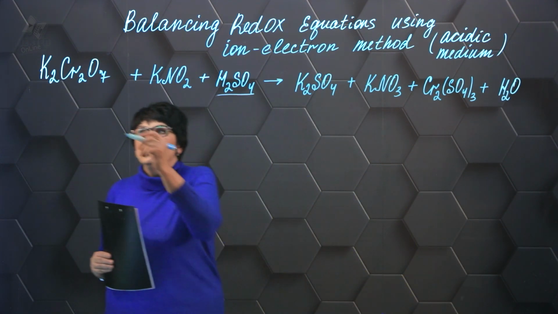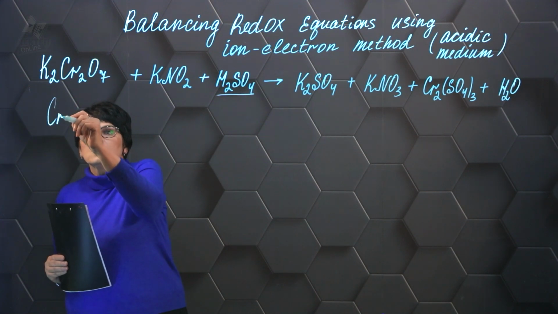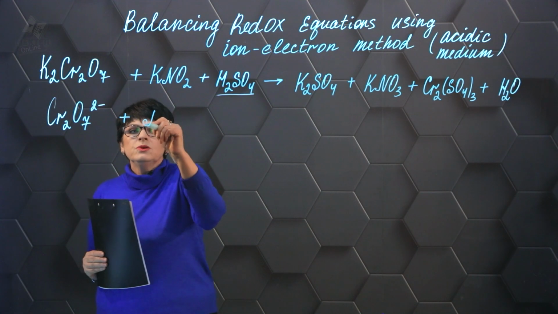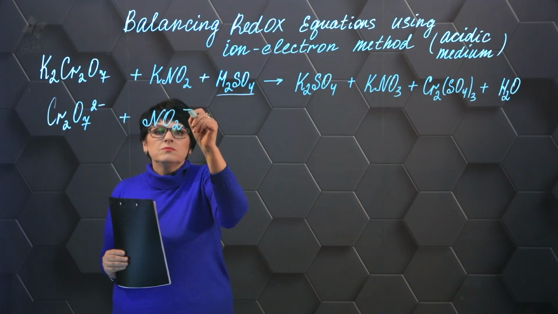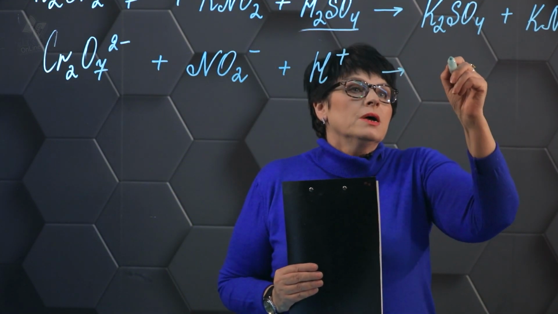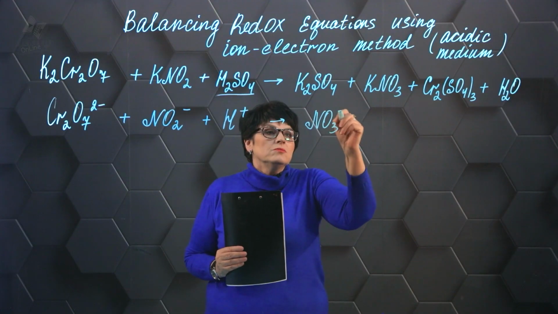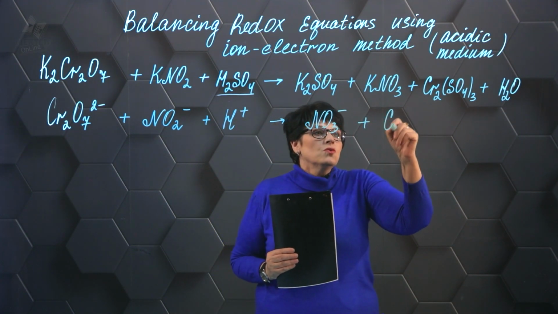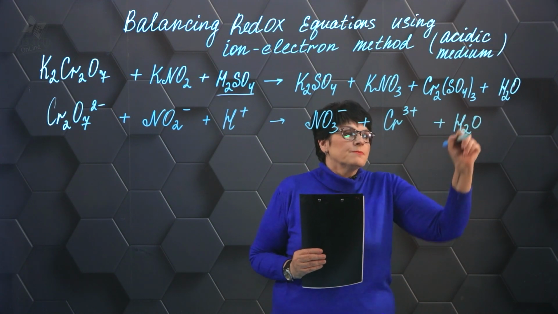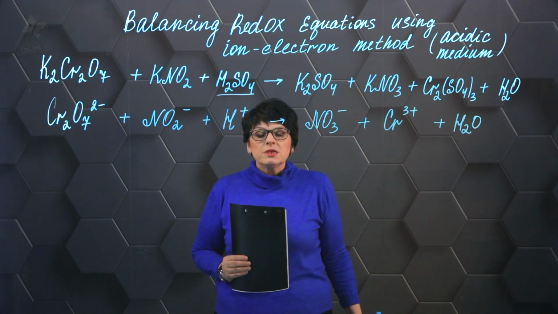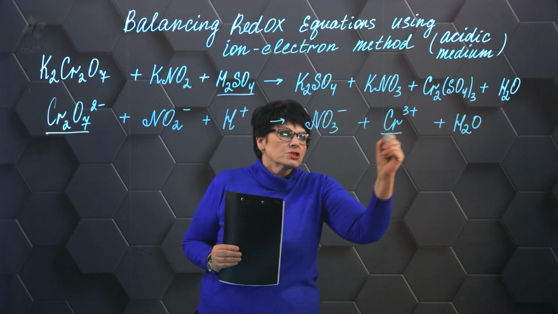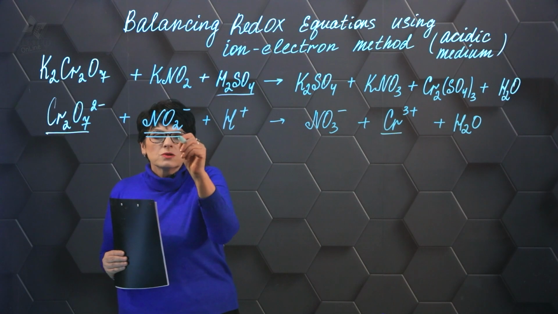It's a weak electrolyte, so what you end up with is Cr2O7 with a charge of 2-, plus NO2-, plus NO3-, plus chromium with a charge of 3+, and then there's water. So which particles have changed shape or charge? It would be Cr2O7 changing to Cr3+ and NO2 changing to NO3.